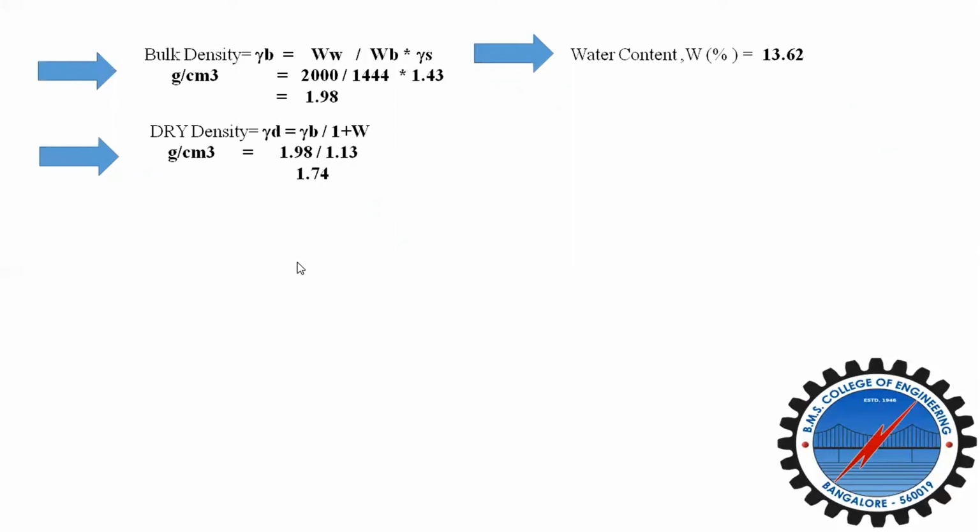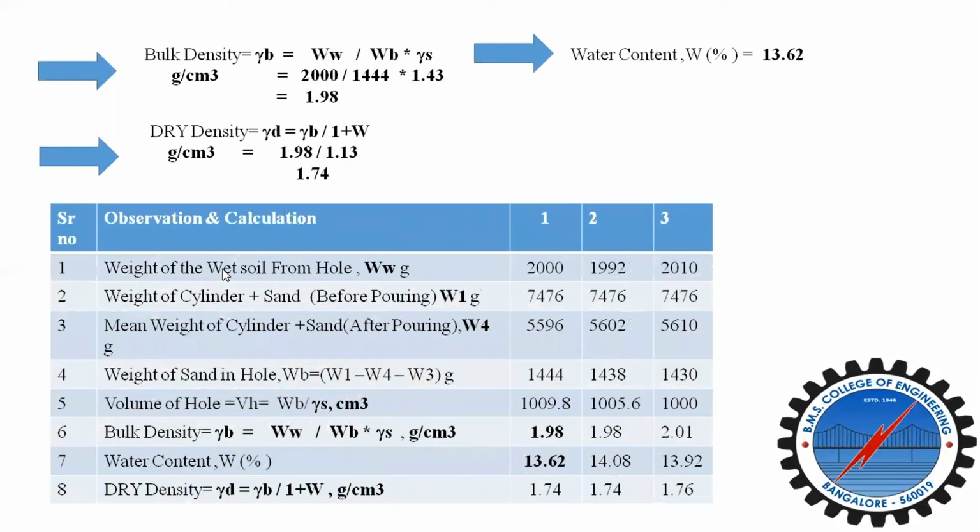Repeat the same operation in the same area at different places to obtain an average result, and record all the observations in the proforma or in the tabular column as shown. And then you have to find out the average dry density, that is 1.74 plus 1.74 plus 1.76 divided by 3, that gives you 1.75 gram per centimeter cube. Average dry density is equal to 1.75 gram per centimeter cube.